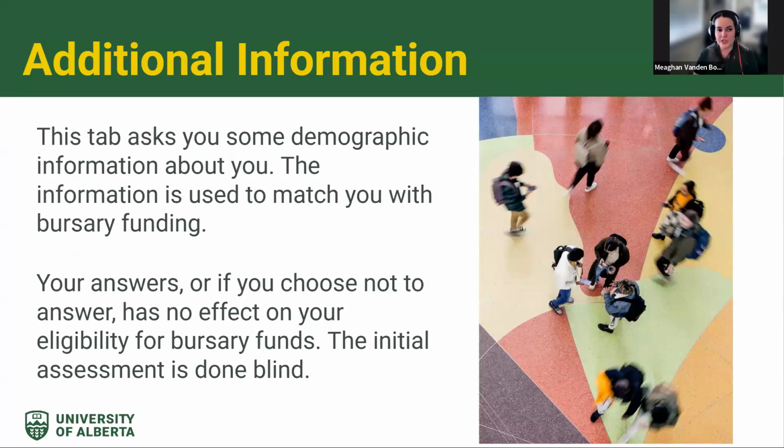Then we get to the additional information tab. This is a pretty quick tab, so that's nice at this late point in the application. It's just going to ask some demographic information about you. So it'll want to know where you graduated from high school, if you're the first student in your family to go to university, things like that. If you're from a military family, questions like that.